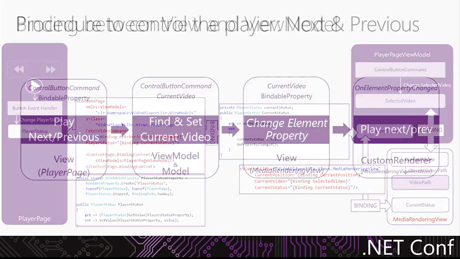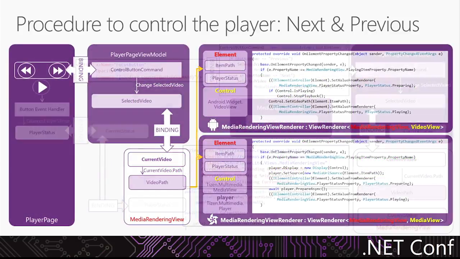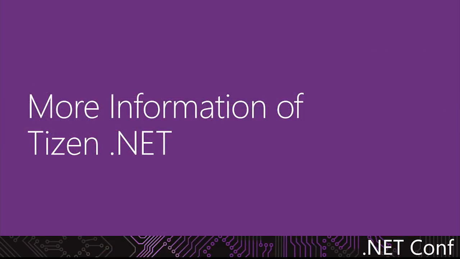On the other hand, for controlling next video, play next, play previous, we are receiving the command. By the command, we can select the next video or previous video. By setting up the new video, the element property in the rendering view has been changed. If we change it, then again, the custom renderer will receive on element property change. From there, again, the player can play the new video. Okay, so that's about it.